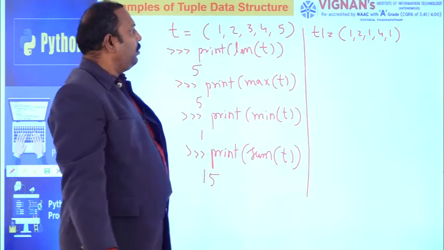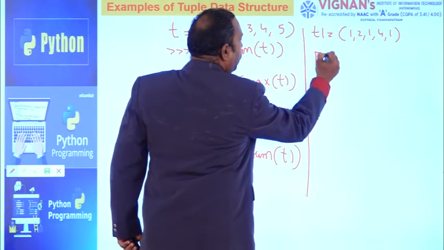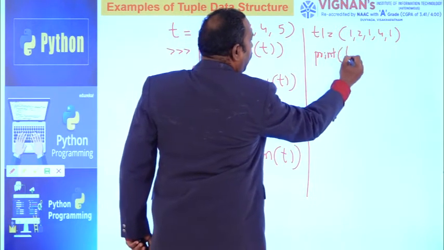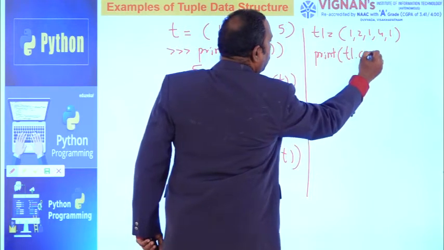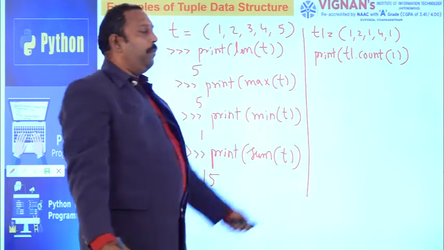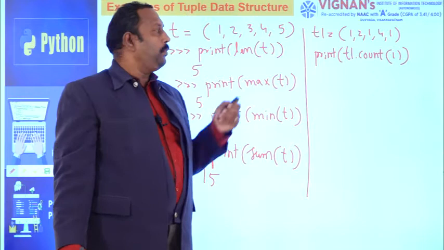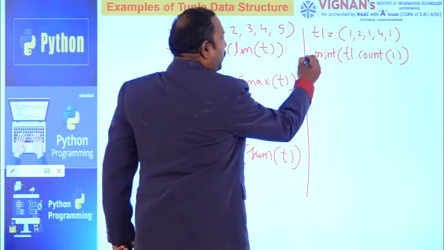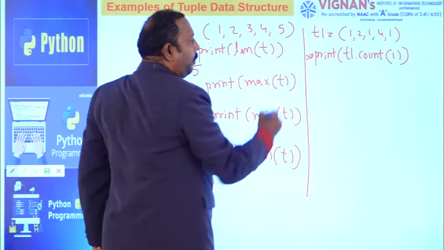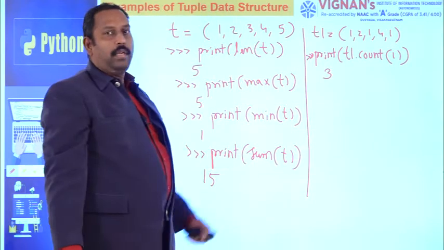Now I want to find the count. So simply print T1 dot count of 1. That means how many times the object 1 exists in the tuple T1. So it exists how many times? 3 you will get the output.